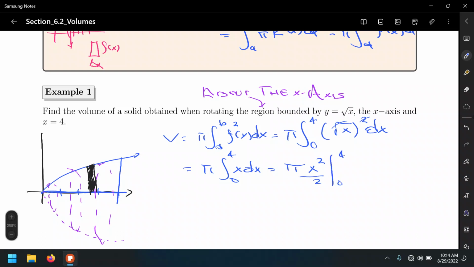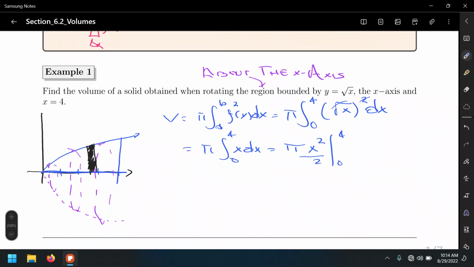So pi integral of x dx from 0 to 4, the integral of x is x squared over 2, evaluated from 0 to 4. The remaining part of the problem is only the fundamental theorem of calculus: evaluate at the upper limit minus evaluate at the lower limit. So this will be pi times 4 squared over 2 minus 0 squared over 2, and 4 squared is 16. 16 over 2 is 8 minus 0. That's 8 pi. All right.